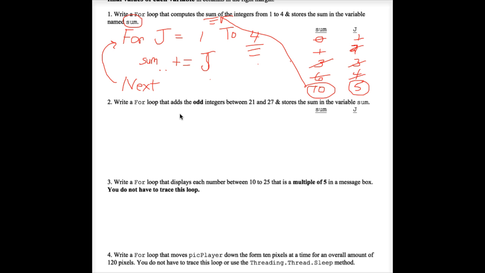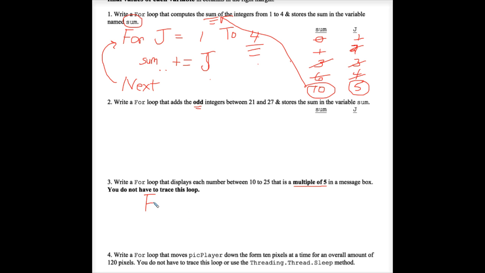Okay, I leave number 2 to do as an exercise for you all. But do notice that you're only adding up the odd numbers. I think, hint, there's going to be a step 2 involved. Okay, number 3. We're only adding up the multiples of 5. Well, that just means we're probably going to have a step 5 here.